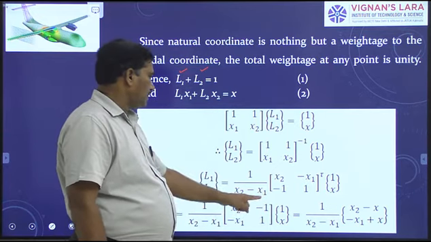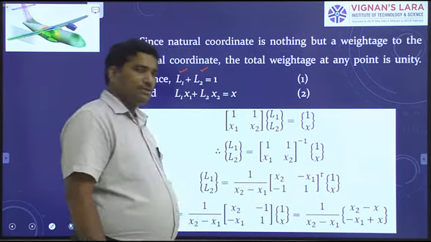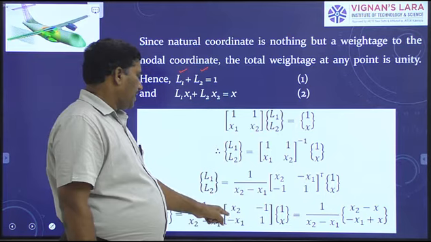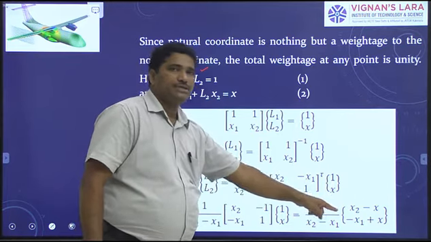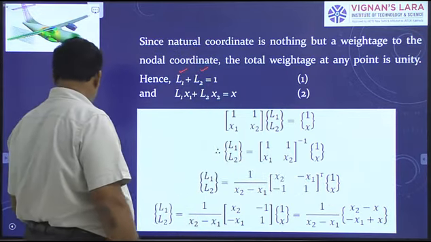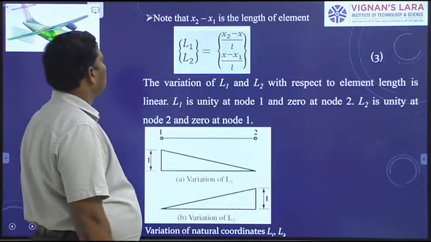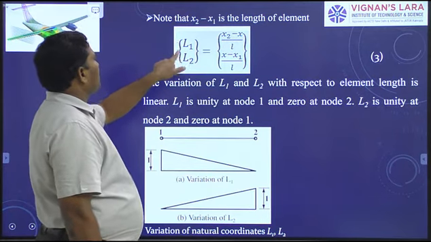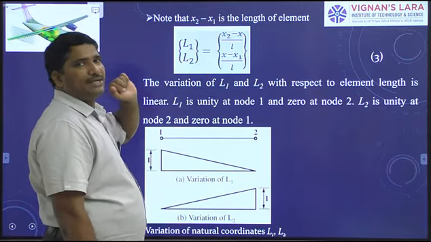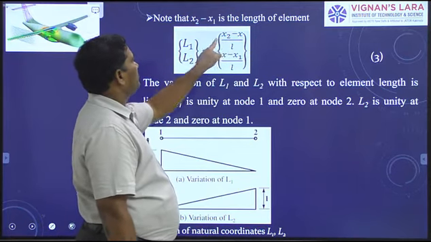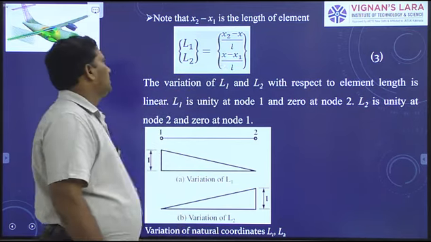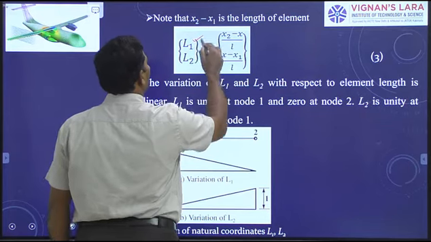This equals 1 by x2 minus x1 into, multiply these two. Then what do you get? x2 into 1, x2 minus 1 into x, minus x. Next, minus x1 into 1, minus x1, plus 1 into x, plus x. Next, a column matrix having the elements L1 and L2 equals, how do you get it? A column matrix having the elements x2 minus x by L and x minus x1 by L. What are L1 and L2?